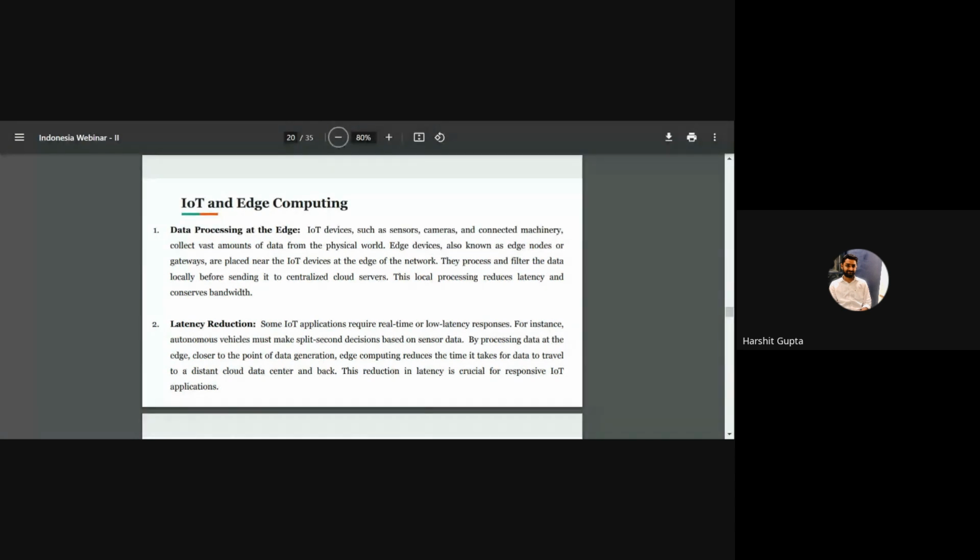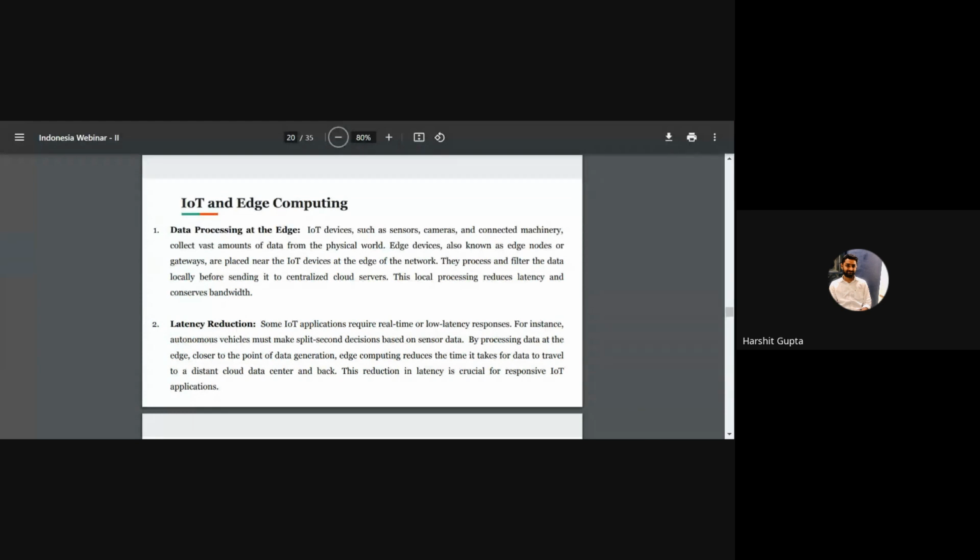Now let's look at edge computing with the IoT. In IoT, devices, sensors, cameras, and multiple connected machineries collect vast amounts of data from the physical world. Edge devices, which we also know as edge nodes or gateways, are placed near the IoT devices at the edge of the network. They process and filter the data locally before sending it to the centralized cloud. This local processing reduces latency and conserves bandwidth.